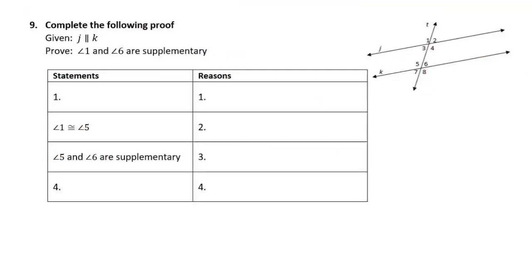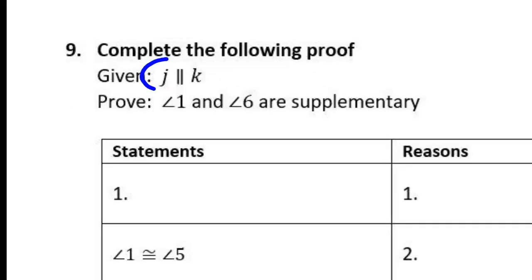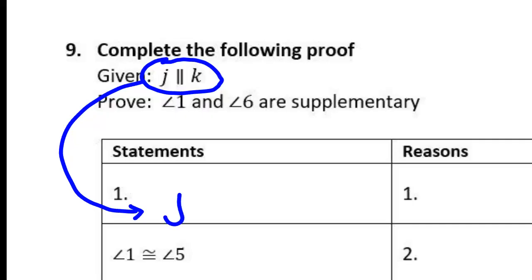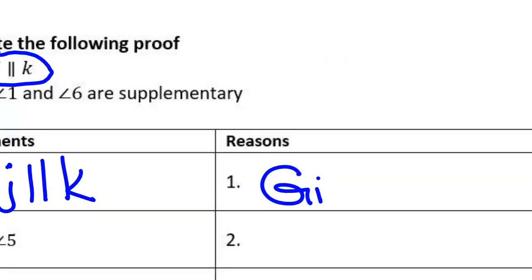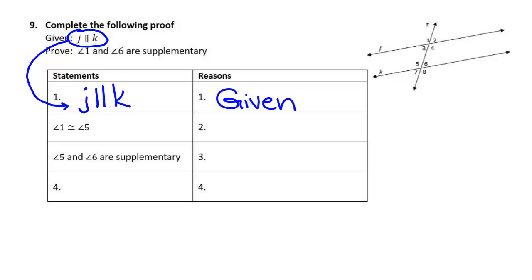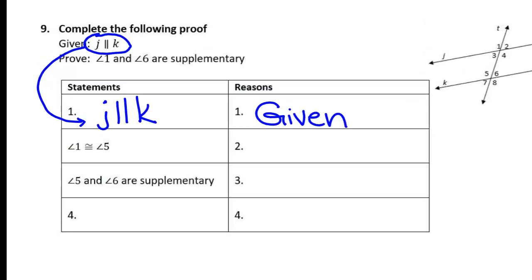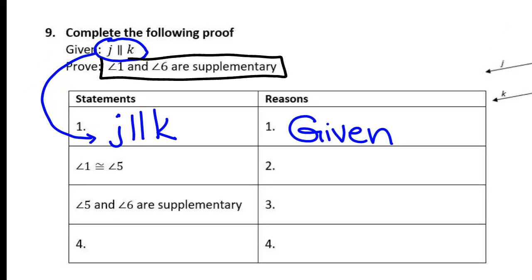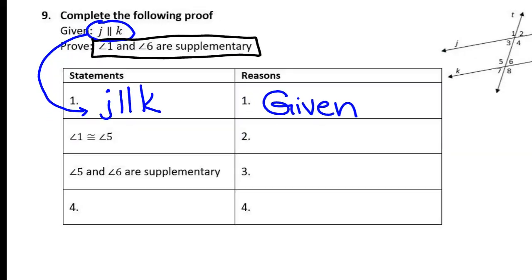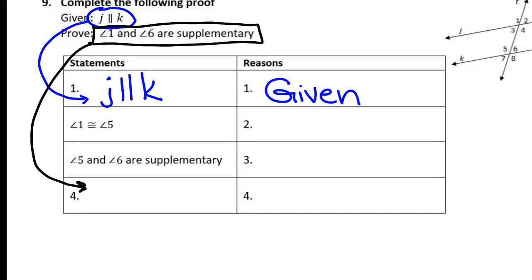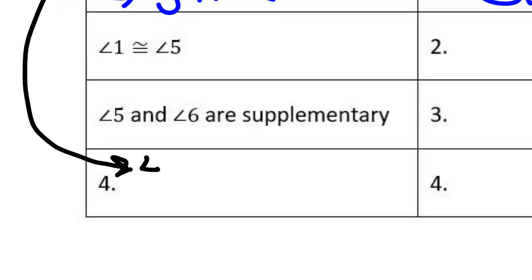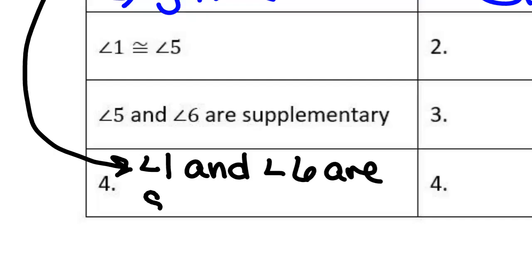Complete the following proof. The given information is that line J is parallel to line K. So that's my first statement. The reason I can make that statement is because it is given. The thing I'm trying to prove, which will be my last statement, is that angle 1 and angle 6 are supplementary. So that comes down here. Angle 1 and angle 6 are supplementary.